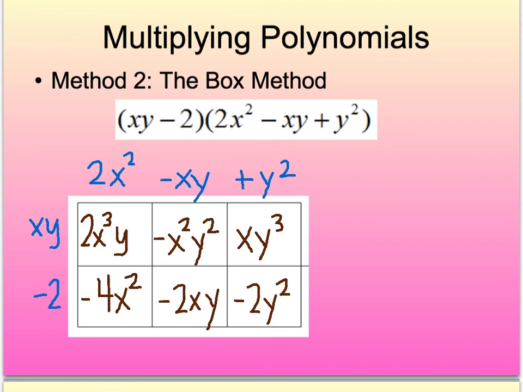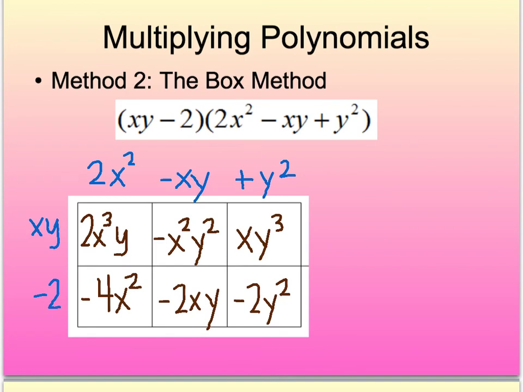Now previously, when we use this box, along the diagonals we will have like terms. You'll notice that in this case that is not true, and that's because of the two variables being used. So just be careful. Sometimes there will be and sometimes they won't be.